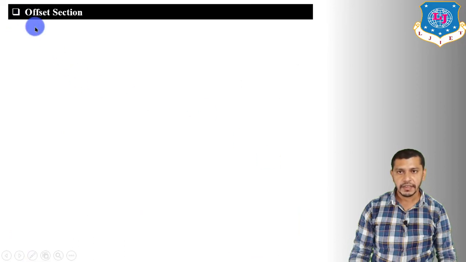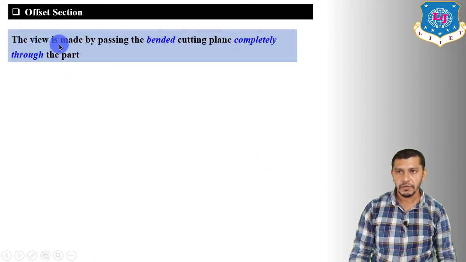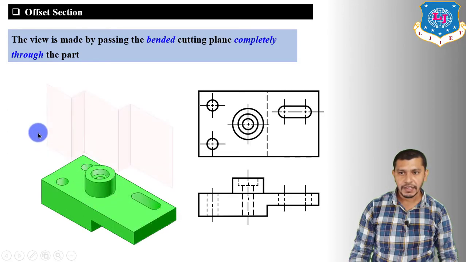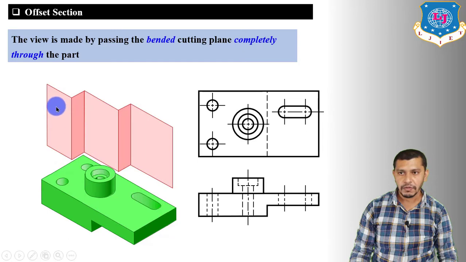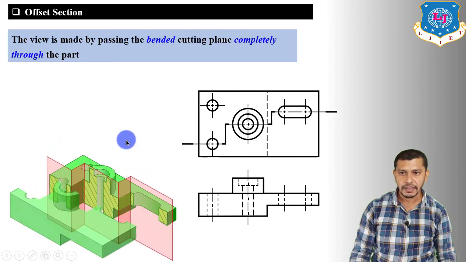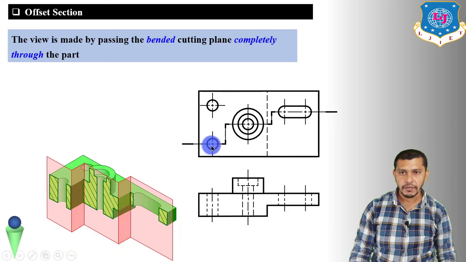Now next is offset section. In the offset section, the view is made by passing the bent cutting plane completely through the part. That means from one portion we have to bend the cutting plane like this. So here we have to take the straight cutting plane, then after that we have to bend the cutting plane over here, and then we will take the section by using a flat cutting plane, then again we have to bend the cutting plane like this. So we have to cut the object like this, and we will get the section like this. So the cutting plane line will show in the top view, observing the front view from this direction, and we will get the section view in the front view of the object over here exactly.